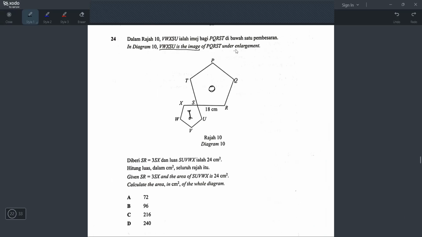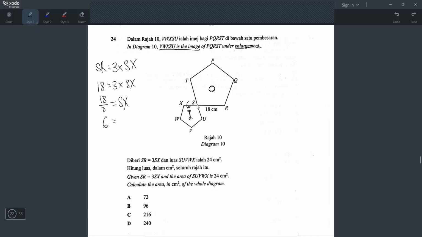So let's try to describe. Tak apalah, tak payahlah. Kita baca dulu, tengok apa dia mau. Given SR equals to 3SX. So SR equals to 3 darab dengan SX. But look at here, you have the SR panjang 18. So 18 equals to 3 darab dengan SX panjang. So SX punya panjang is 18 divide 3, which gives you 6. It means SX is 6 lah.